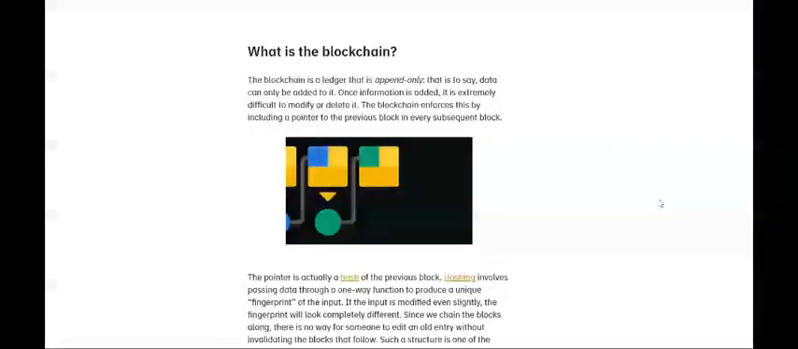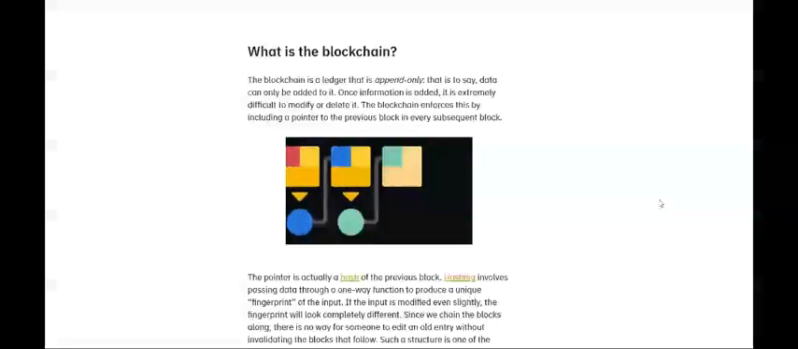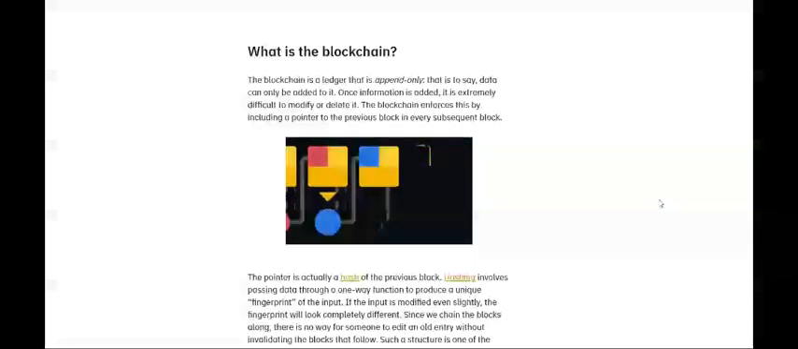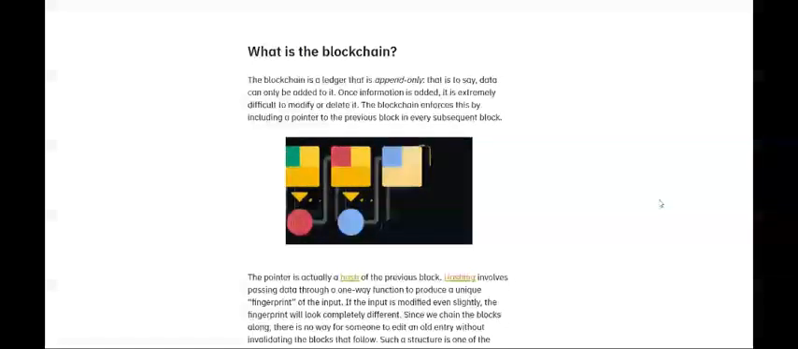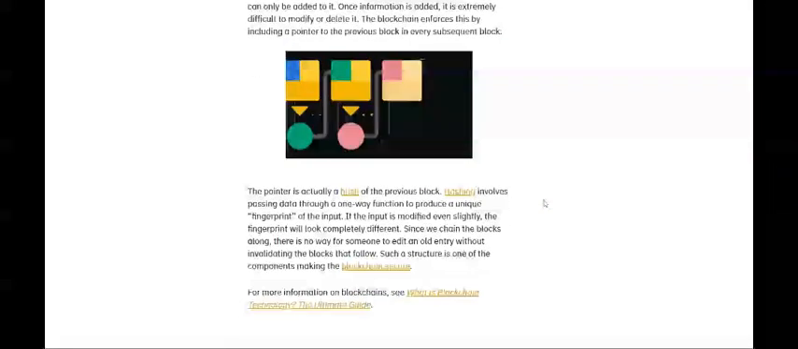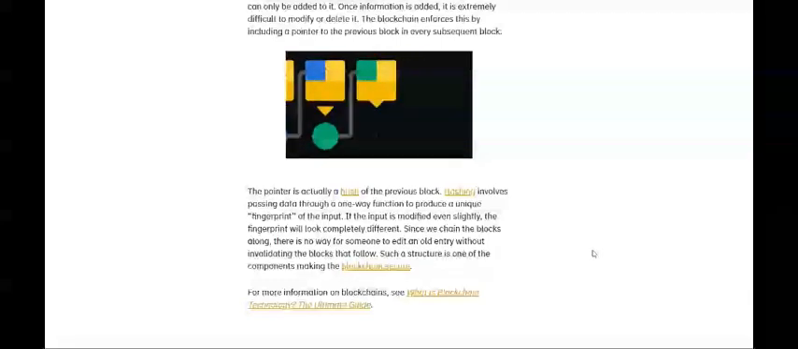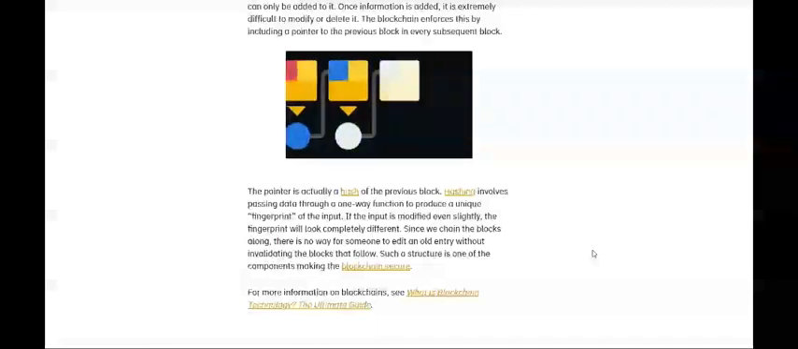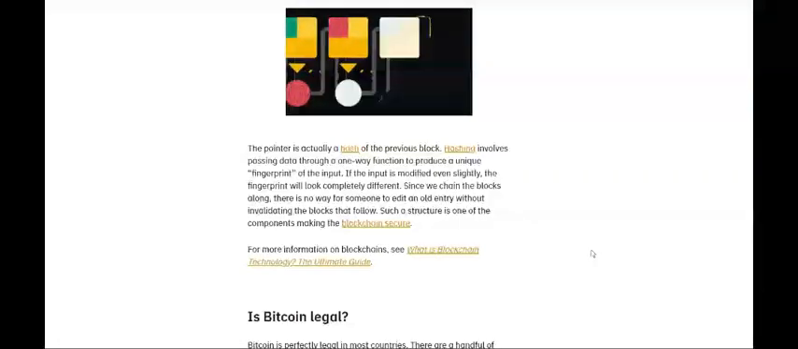What is the blockchain? The blockchain is a ledger that is append only. That is to say, data can only be added to it. Once the information is added, it is extremely difficult to modify or delete it. The blockchain enforces this by including a pointer to the previous block in every subsequent block. The pointer is actually a hash of the previous block. Hashing involves passing data through a one-way function to produce a unique fingerprint of the input. If the input is modified even slightly, the fingerprint will look completely different. Since we chain the blocks along, there is no way for someone to edit an old entry without invalidating the blocks that follow. Such a structure is one of the components making the blockchain secure. For information on blockchains, see What is Blockchain Technology, the Ultimate Guide.